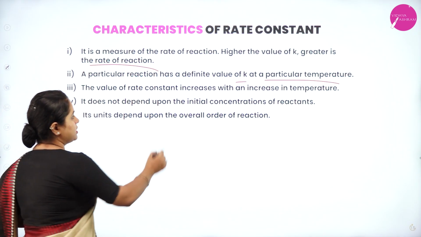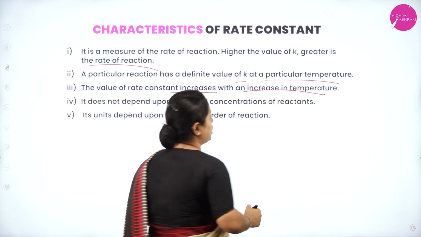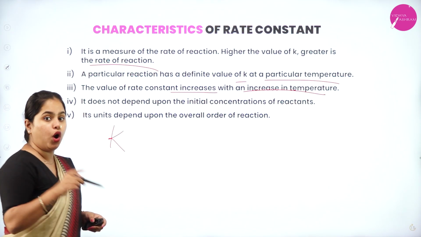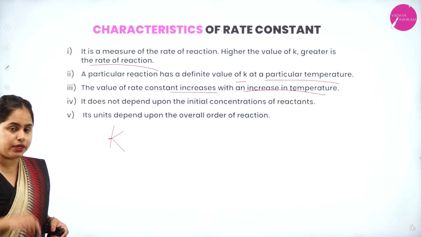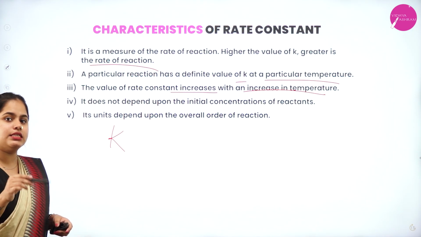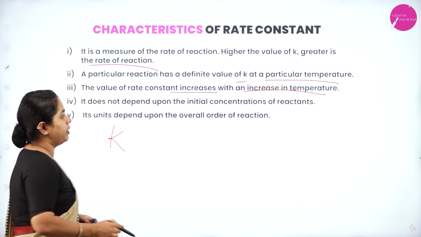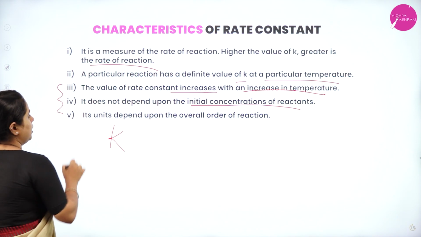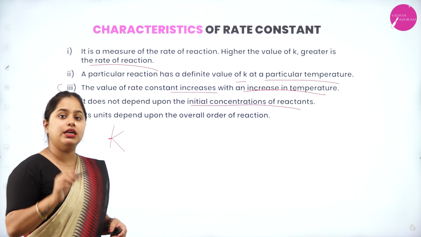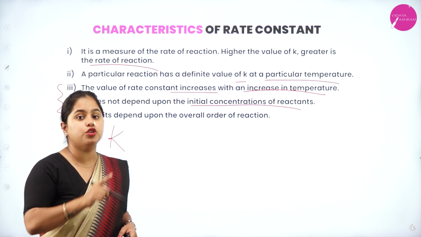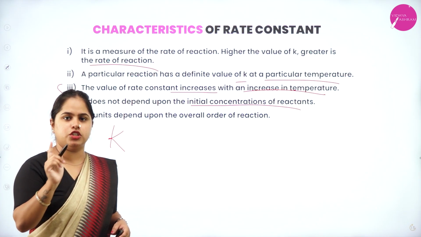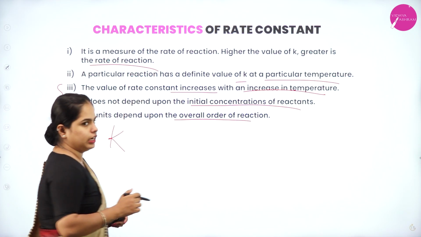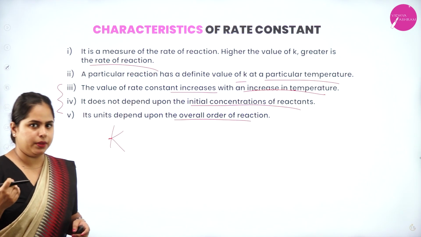The value of the rate constant increases with an increase in temperature. So what you have to remember is that K, the rate constant, depends upon temperature. K increases as temperature increases. It does not depend upon the initial concentration of the reactants. These 2 points are very important to remember. The rate constant depends upon temperature, but the rate constant does not depend upon the concentration of the reactant. Its unit depends upon the overall order of the reaction. This we'll discuss in the upcoming sessions.